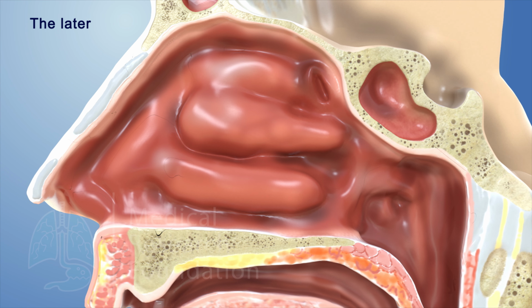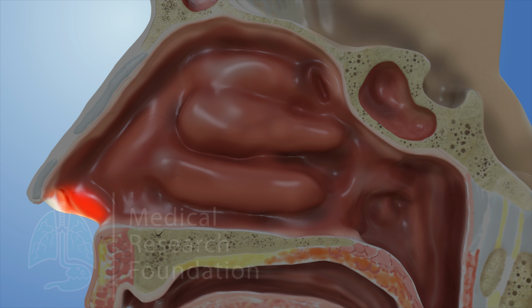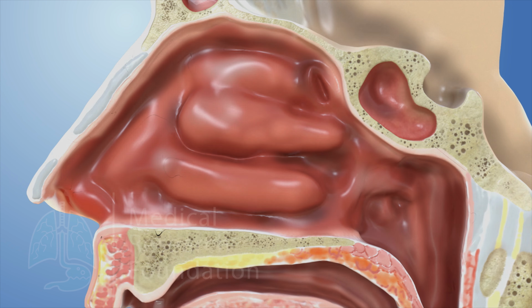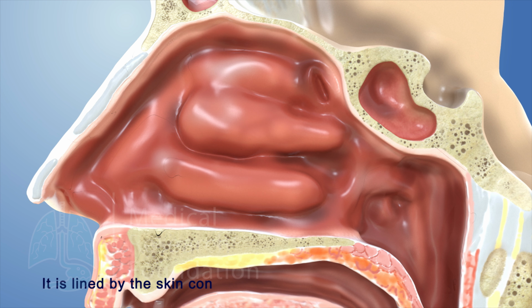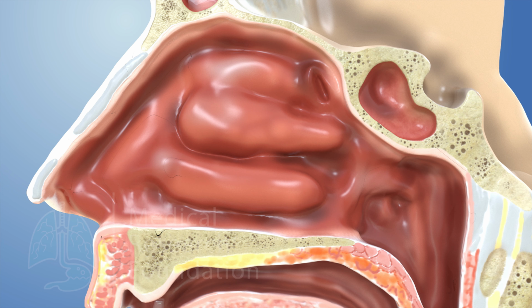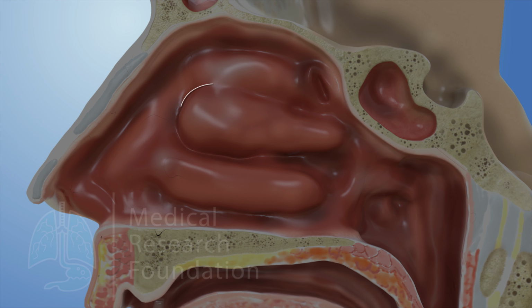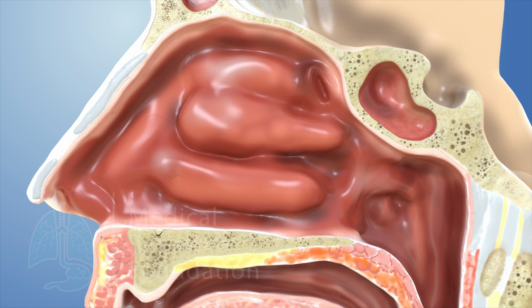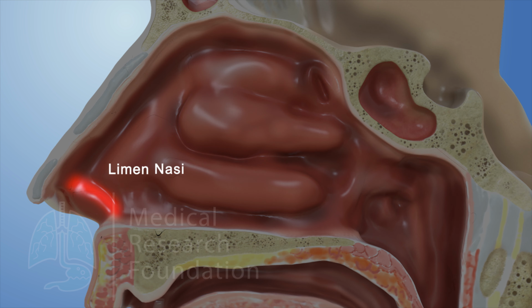Features. The lateral wall is divided into the following 3 areas. Anterior part presents a small depressed area, the vestibule. It is lined by skin containing vibrissae, short, stiff curved hair. Middle part is known as the atrium of the middle meatus. It is limited above by a faint ridge of mucous membrane, the agger nasi. The curved mucocutaneous junction between the atrium and vestibule is known as the limen nasi.